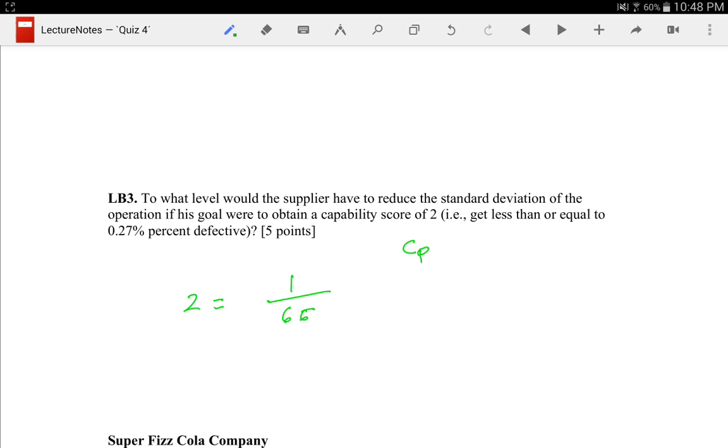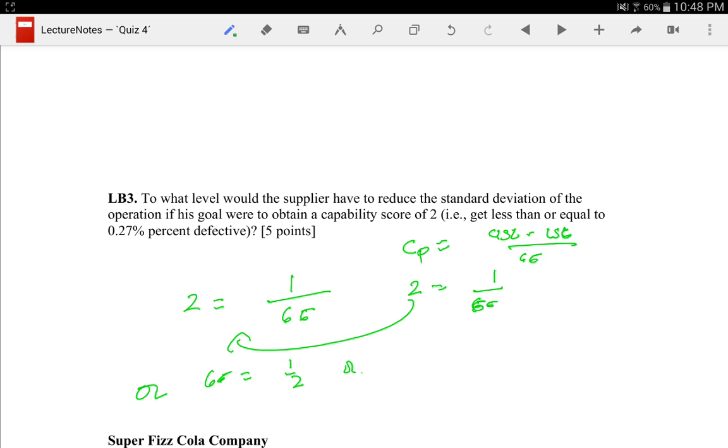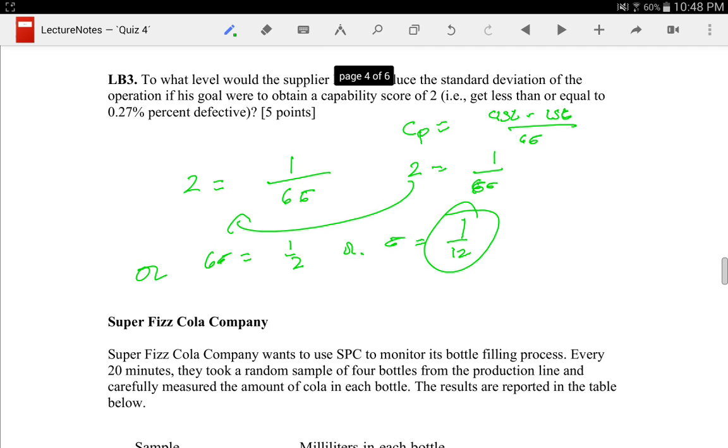So the formula is again Cp equals upper specification limit minus lower specification limit divided by 6 sigma. We already know we want this to be 2 and we already know this is 1. So 6 sigma equals 1 by 2, or sigma equals 1 by 12. So with a standard deviation of 1 divided by 12, we would get a capability index of 2.